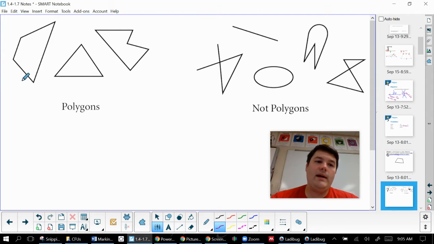Now, a couple of examples here. These are all polygons. Something like this, maybe you haven't seen before, where one of them kind of juts in and then back out. That's still a polygon. It meets our definition. It's made of segments. They're connected at their endpoints, and it's enclosed. Some of these over here are not.